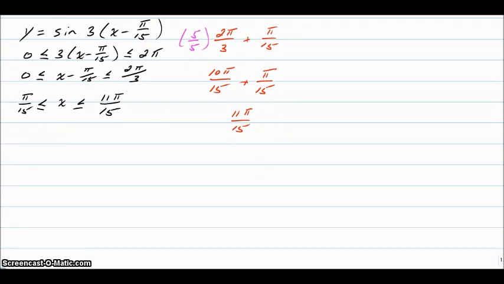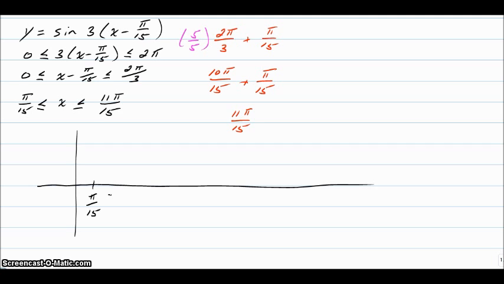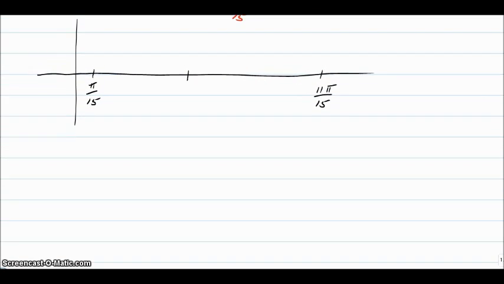And so when I go to graph this, this thing is going to start at pi over 15, and we're going to do one cycle just to keep it simple. And it ends at 11 pi over 15. Well, now I've got to fill in all these values, starting with this midpoint right here. I've got to find the halfway distance between pi over 15 and 11 pi over 15, which can be quite confusing.